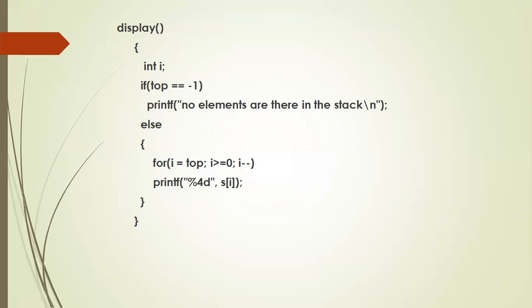So first S of 4 is displayed, that is 50. Then S of 3, that is 40. Then S of 2, 30. Then S of 1, 20. Finally S of 0, that is 10. So you should remember only these three things.